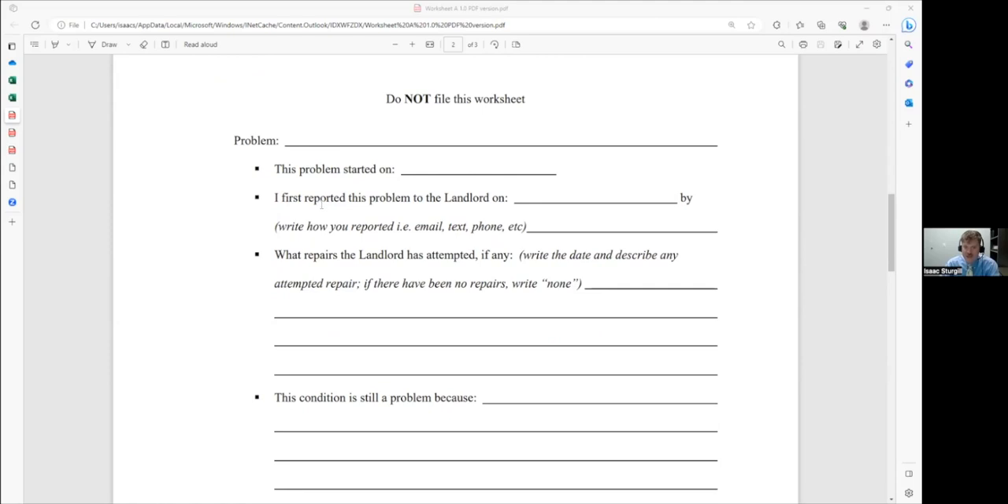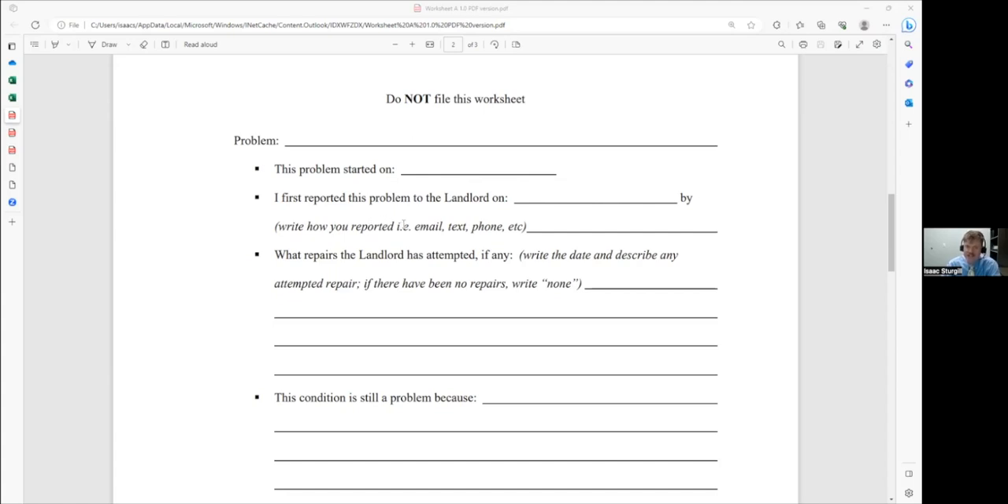When did the tenant first tell the landlord about the problem? That's really important. Again, remember, because to win these types of claims, the court has to know that the landlord was put on notice of the issue. So if you first reported the problem to the landlord on, let's say, February 1st, 2023, you write that in there.